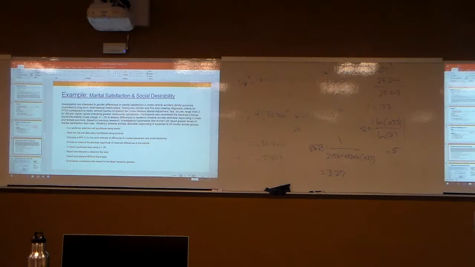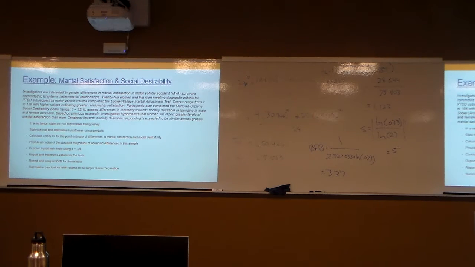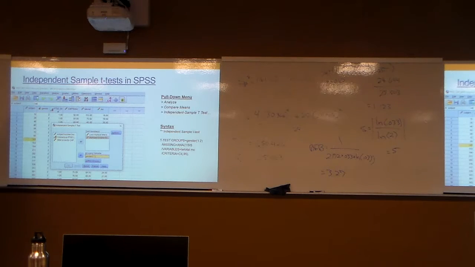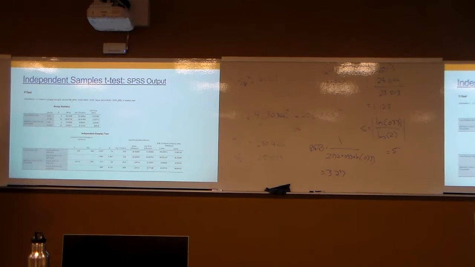Marital satisfaction stuff. Okay, we can go through, calculate our null, our alternative, our 95% confidence intervals, effect sizes, hypothesis tests, S values, Bayes factor, interpretations. This is what things are looking like in SPSS. This is our output that we just worked through.